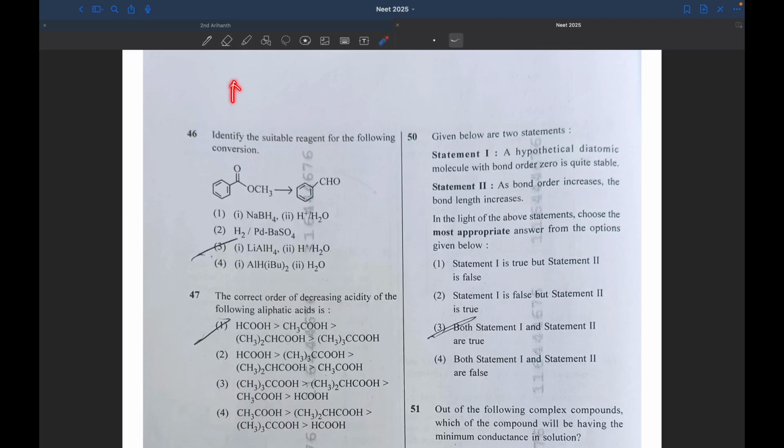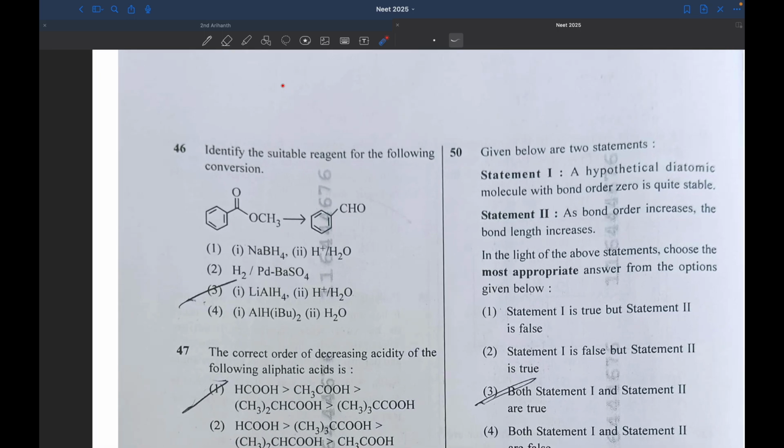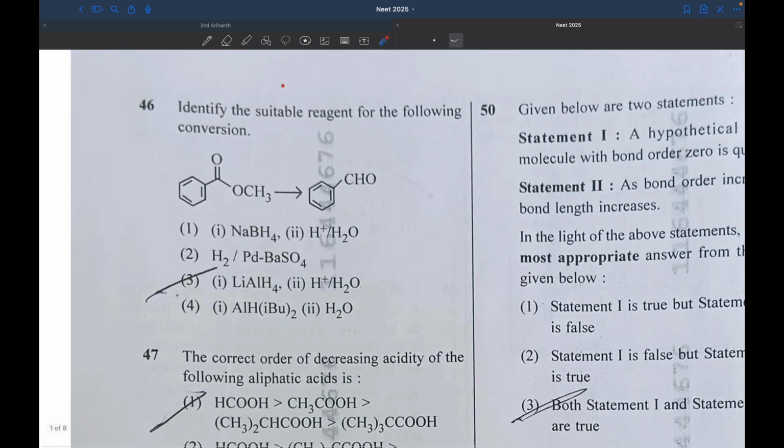So today we will be solving the NEET 2025 question paper. So we will do the complete paper discussion. Right? I have just received the question paper. We will go through it one by one.